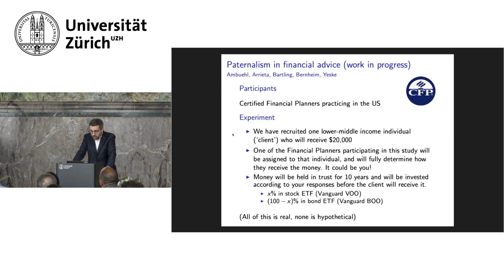The way we do this is we recruit a lower middle-income individual, and that person will receive $20,000. And yes, we have recruited a person like that, and yes, they will receive $20,000. Now, one of the financial planners in this experiment, randomly selected, that planner's choices will determine how the client can invest the money. We'll hold that money in trust for the client for 10 years, and we'll invest it according to what the planner tells us we should do with the money.